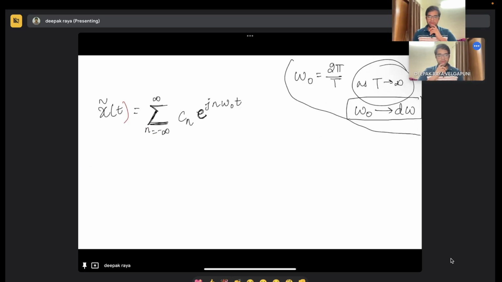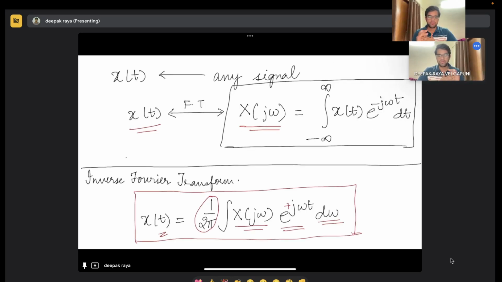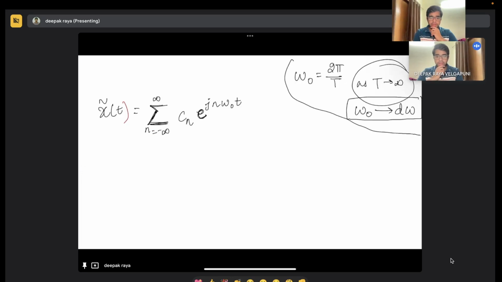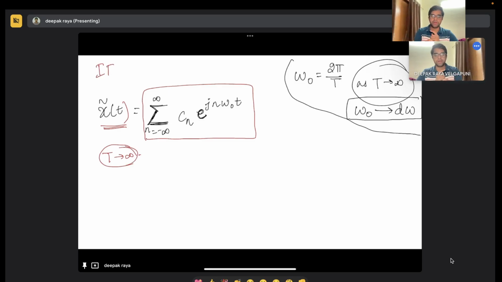Alright, this keeps moving. So I'll start explaining so that it will reach there. We have x tilde of t, that is a periodic version of the signal, can always be expressed as Fourier series like this. But now as T tends to infinity, what happens is the same thing as what we did previously, for the inverse Fourier transform.